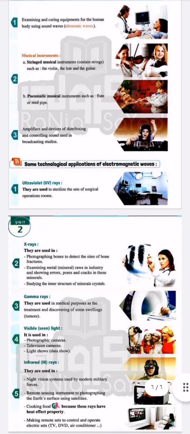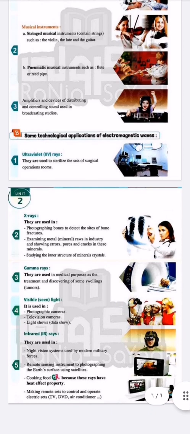Number 3, gamma ray, which is used in medicine for treatment and discovering some swelling tumors like cancer. Number 4, visible light. Visible light is the light that can be seen by the human eye. It is used in photographic cameras, television cameras, light shows, and data shows.